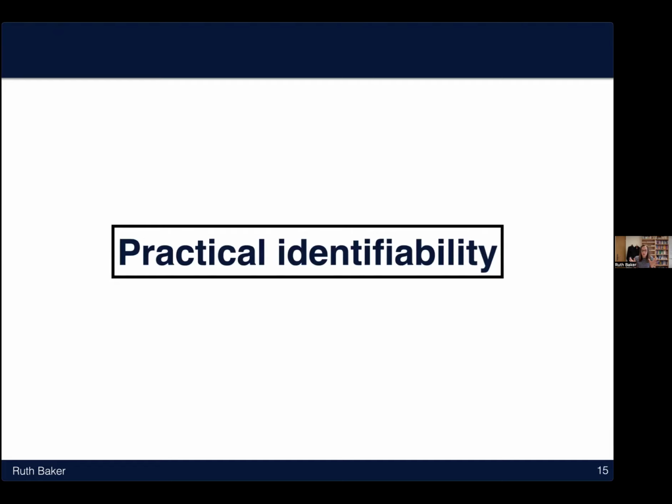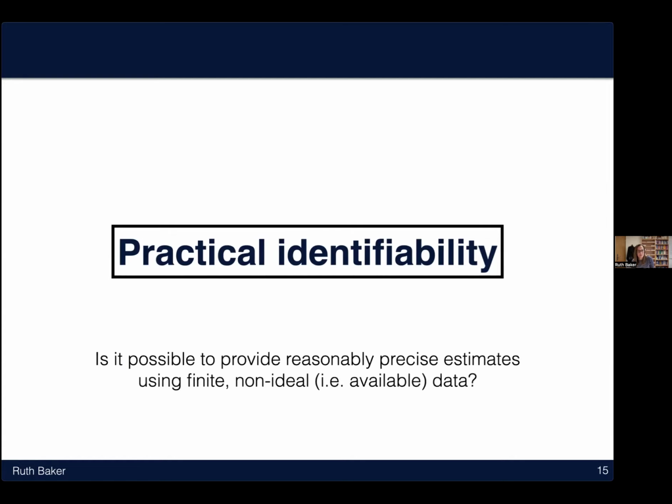So once you've established whether in theory you should be able to estimate parameters of your model with perfect input-output data, the next question can become one of practical identifiability. This is a much less well-defined thing. But really what I'm asking is, is it possible to give reasonably precise estimates of your model parameters, and you can put a firm handle on that if you want, using the data that you actually have available to you, which is generally finite and noisy and maybe missing values.